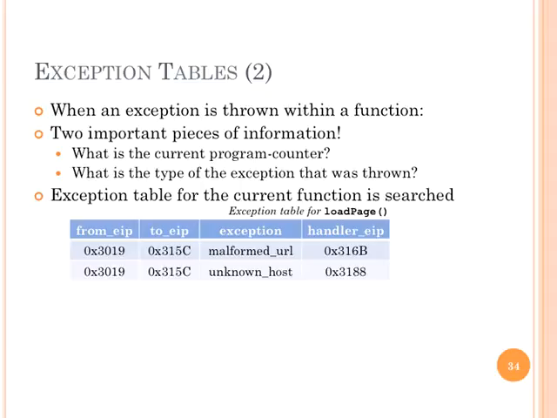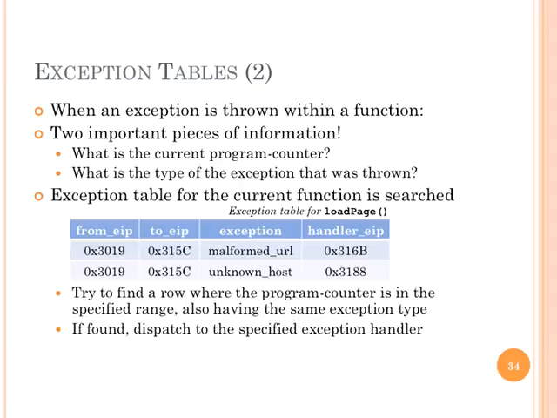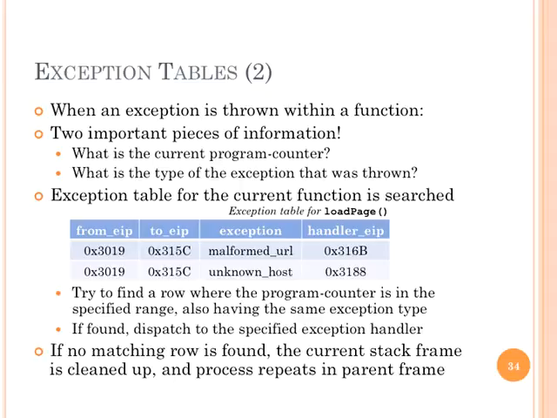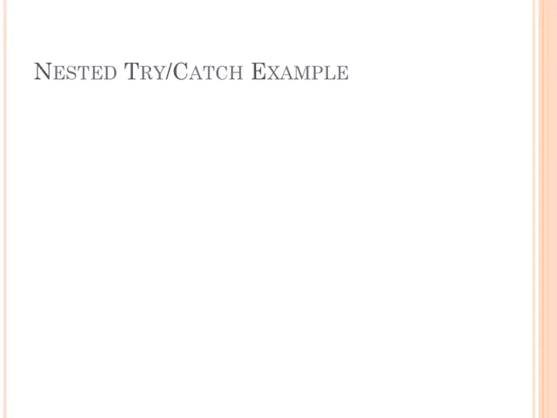When an exception is thrown inside of a function, I look at that function's exception table. I look in there and ask, did this exception occur within any of the lines? Do any of the lines match? If they do, dispatch to the handler EIP. Otherwise, this function needs to be unrolled, or I should say unwound, from the stack, and I need to go to the calling function. So I try to find a row where the program counter matches and the exception type matches, and if I find it, then dispatch. Otherwise, clean up the stuff on the stack and go to the parent frame. That's basically what we do when we unwind one function from the stack in this exception handling.